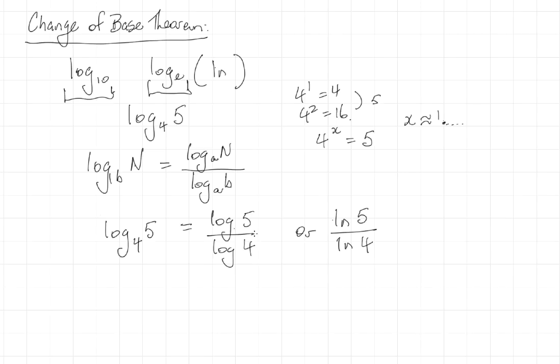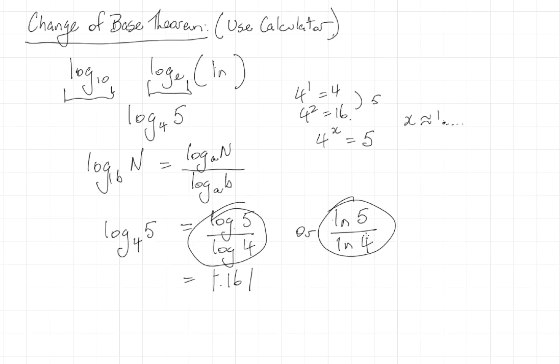So if we put that in on our calculator, now you need a calculator to do change of base. So all we do is on your calculator put log 5 and then a divide sign and then log 4, and we'll get 1.161. It doesn't matter whether you use log to base 10 or natural log. Even doing it that way, you'll get 1.161. So that will be the answer.